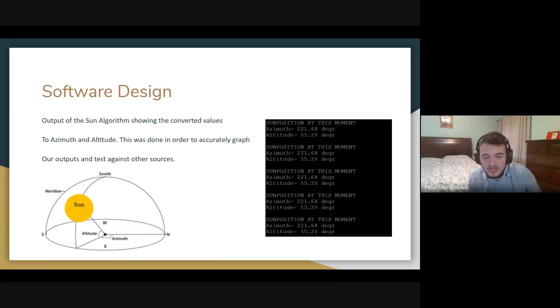And also, to make it more user friendly, we converted the values that we had to azimuth and altitude values. This was done using cosine functions, inverse tangent, and so on to convert to the actual azimuth and altitude angles of the sun. You can get a visual representation on the bottom left side of the angles that we were able to obtain to find the sun's position and the changes as well. So this is just one output of when we ran the algorithm once during the day.